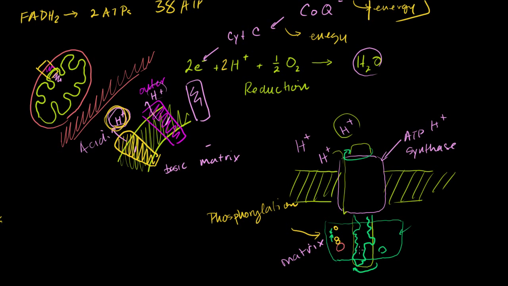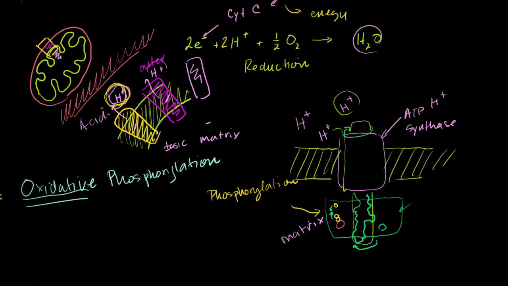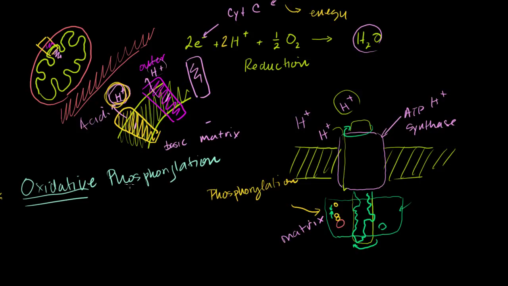This process of generating ATP this way is called oxidative phosphorylation. It's a good word to know. You might see it on some standardized tests or on your exams. And it's called this because you have an oxidative part. Each of these molecules get oxidized in the electron transport chain as they lose their hydrogens or as they lose their electrons. That creates a hydrogen gradient. And then that, through chemiosmosis, allows for phosphorylation.